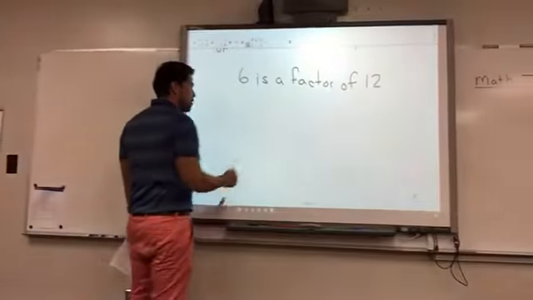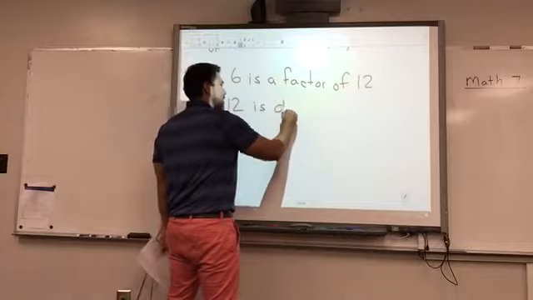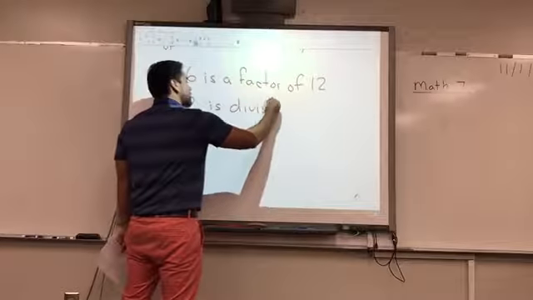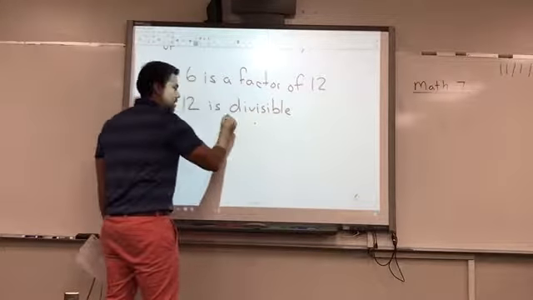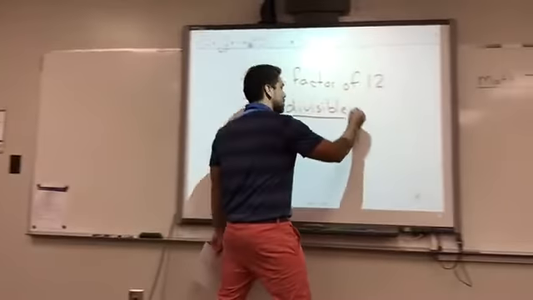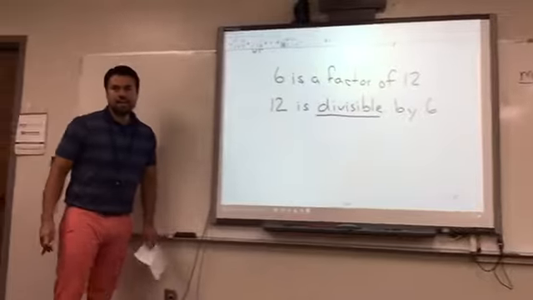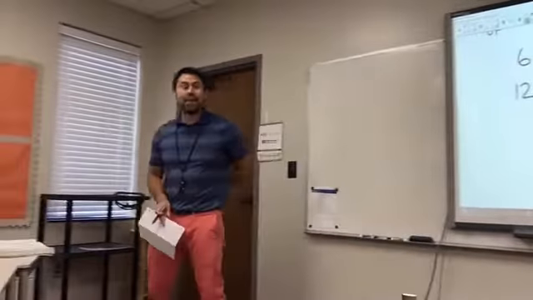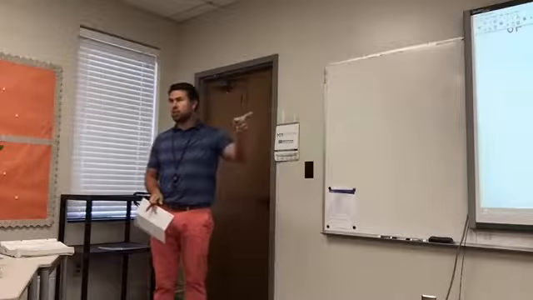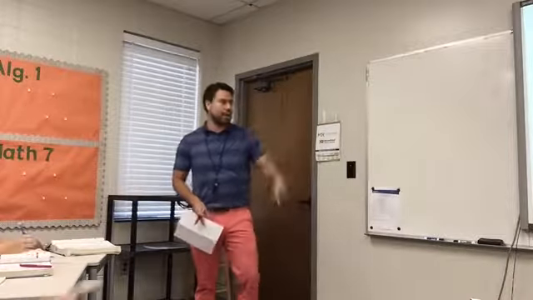If 6 is a factor of 12, then 12 is, and here's a key word, divisible. Have you ever heard of that? Have you ever heard of divisibility rules? Okay, 12 is divisible by 6. That's what I want you to get down. If 6 is a factor of 12, then you can reverse that statement and say 12 is divisible by 6.